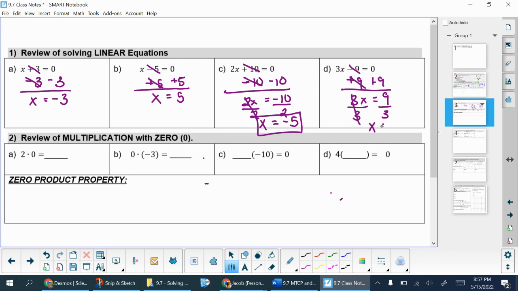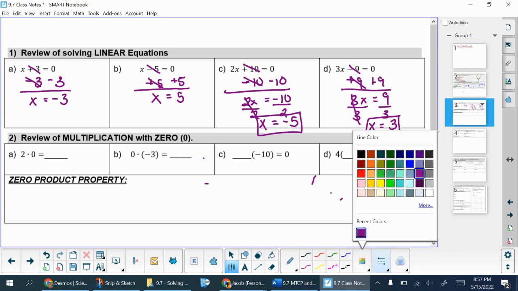The whole point of algebra existing is so we can write it down and see what's happening and see for ourselves what's going on. 3x, and the inverse operation of multiplication is division, so I'll divide by 3 on both sides to cancel that out. 9 divided by 3 is 3.